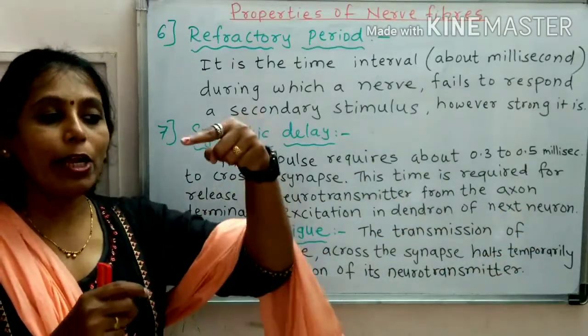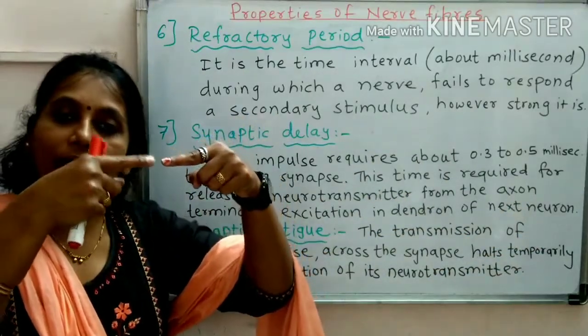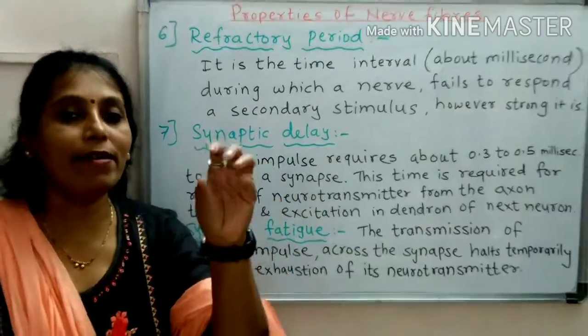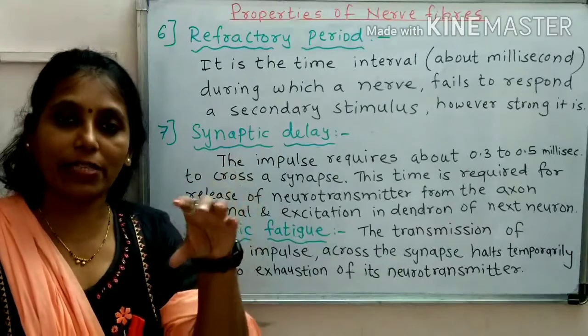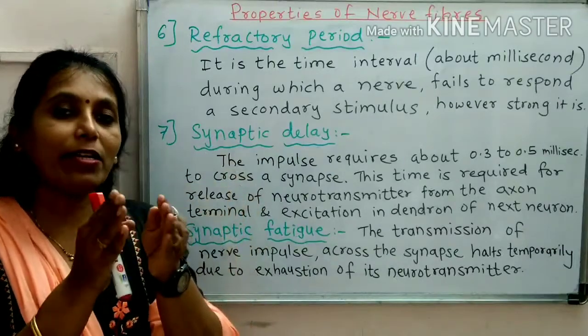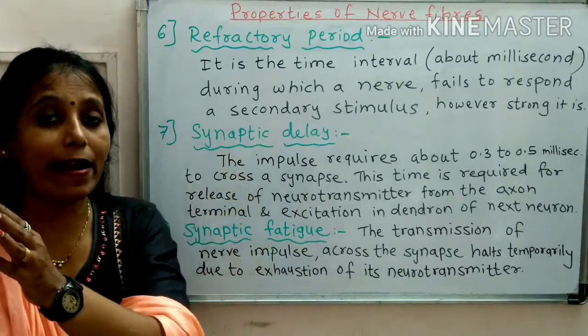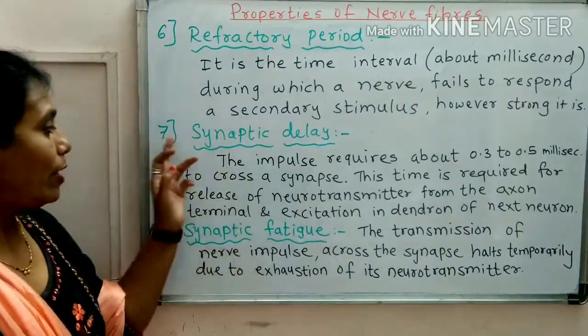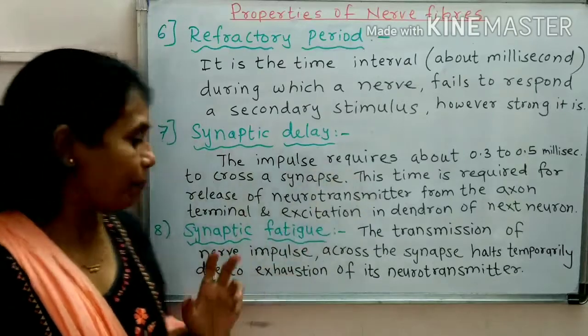Definitely, between one neuron and the second neuron, this gap is present. One neuron's axon terminal releases neurotransmitter messengers. That neurotransmitter has to bind with the dendrites of another neuron. So definitely it requires time. So that time is called synaptic delay.